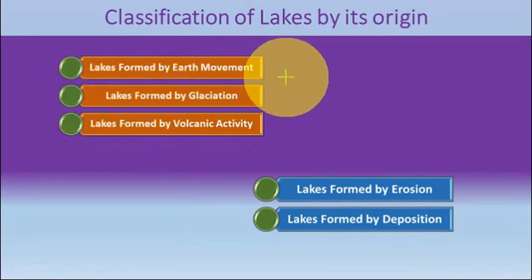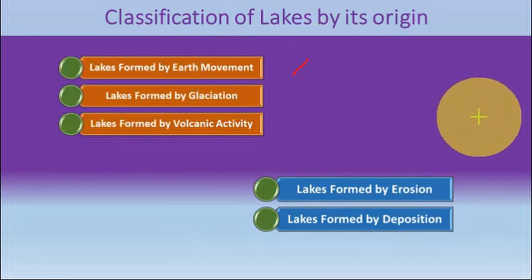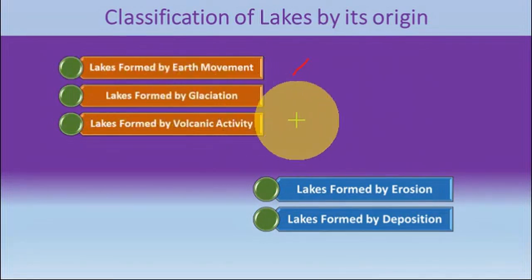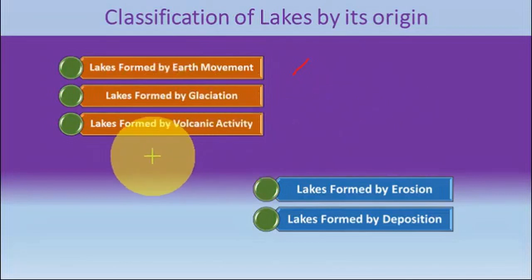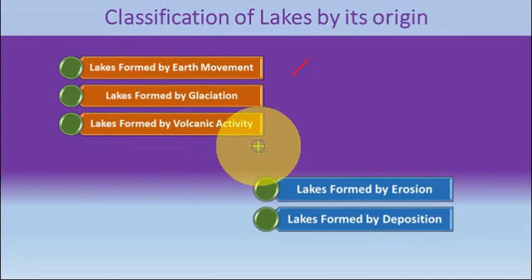The first one is lakes formed by earth movement. Second is lakes formed by glaciation. Third is lakes formed by volcanic activity. Fourth is lakes formed by erosion. And fifth is lakes formed by deposition.